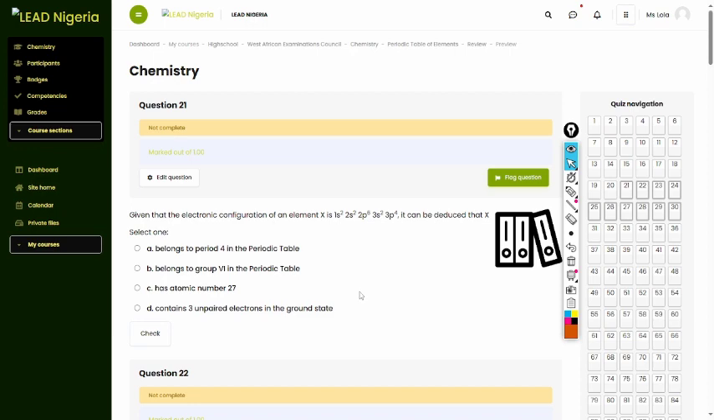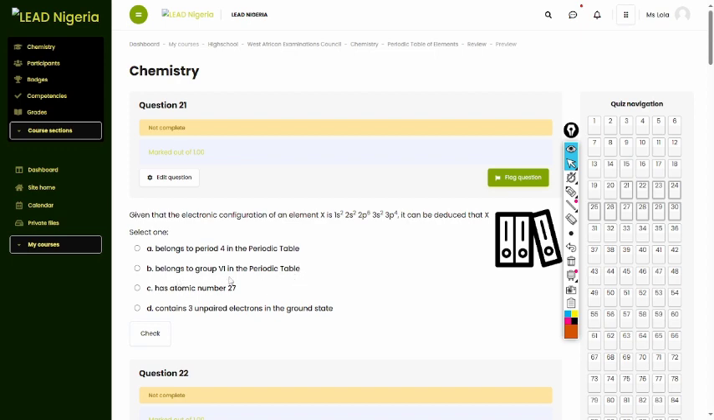Alright. Given that the electronic configuration of an element X is this, it can be deduced that X, okay, so let's see, A: belongs to period 4 in the periodic table. Now the period of an element can be deduced from the highest coefficient we have here. So the highest coefficient is 3 here, which means the highest shell is shell 3. So it belongs to period 3, meaning it has 3 electron shells and not 4. So A is not the answer.